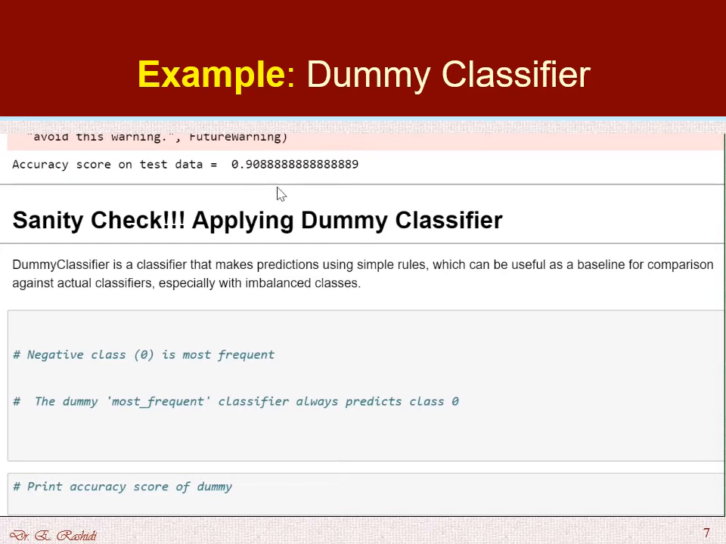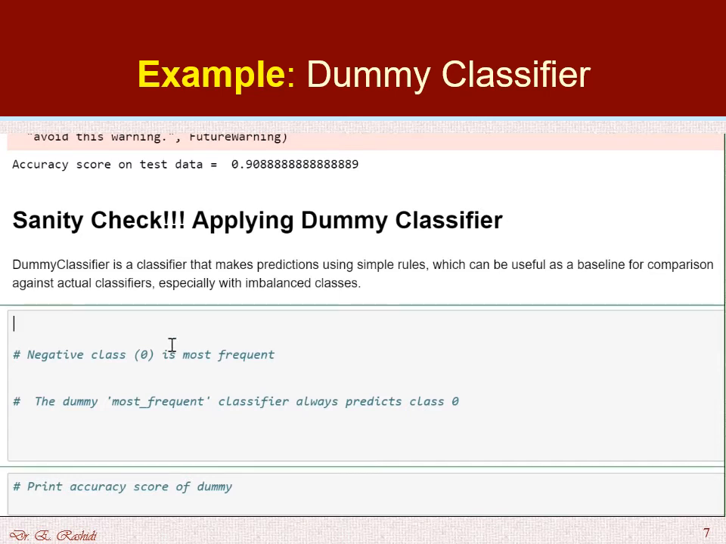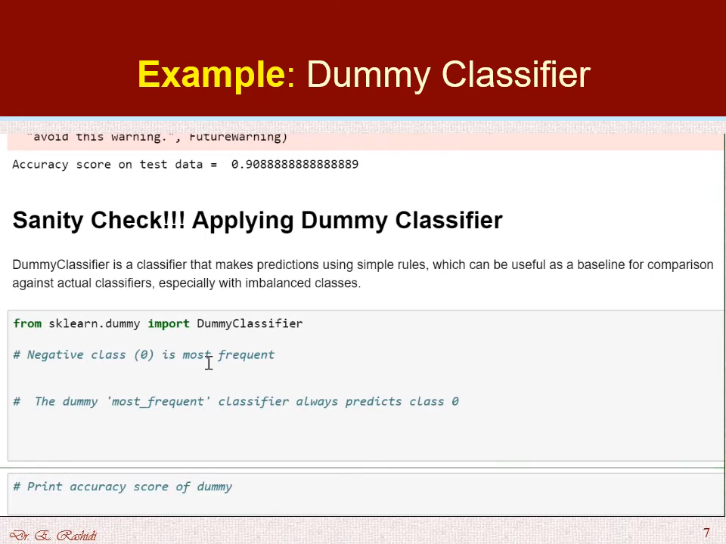To do that, we're going to use the dummy classifier for what is called a sanity check. A dummy classifier is just a classifier that makes predictions using simple rules. Here we're going to use the majority, or most frequent, rule, and the dummy classifier is just going to be used as a baseline for comparison. First we need to import the classifier. So from the Scikit-Learn dummy module, import DummyClassifier.